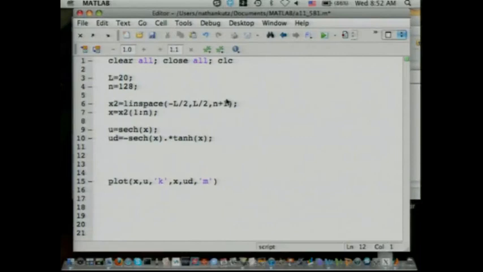First, I need the k values. Let me write them here. And this little line of code is something you want to keep in your head: 2 pi over L times 0 to n over 2 minus 1, and I'll tell you what this is in a moment, then minus n over 2 to minus 1. These are your wave numbers.